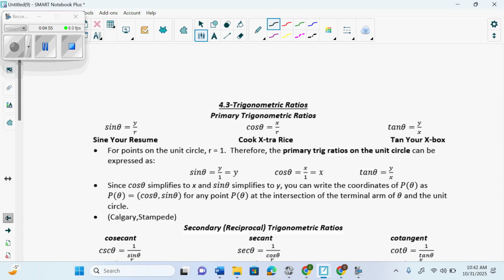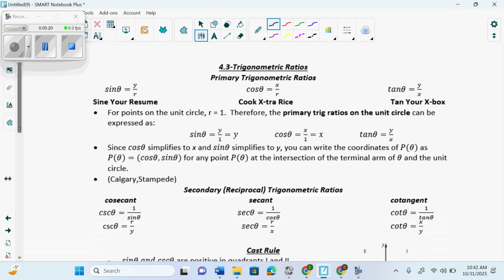So it has to be y over r. Okay? If a point is on the unit circle, your radius is 1, so you don't have to find it. If a point is not on the unit circle, you'll have to find it. If a point is on the unit circle, you already have the cos trig ratio and the sine trig ratio. The cos trig ratio is the x value on the unit circle. The sine trig ratio is the y. Correct? Okay. Those are the primary trig ratios. We also have secondary trig ratios.